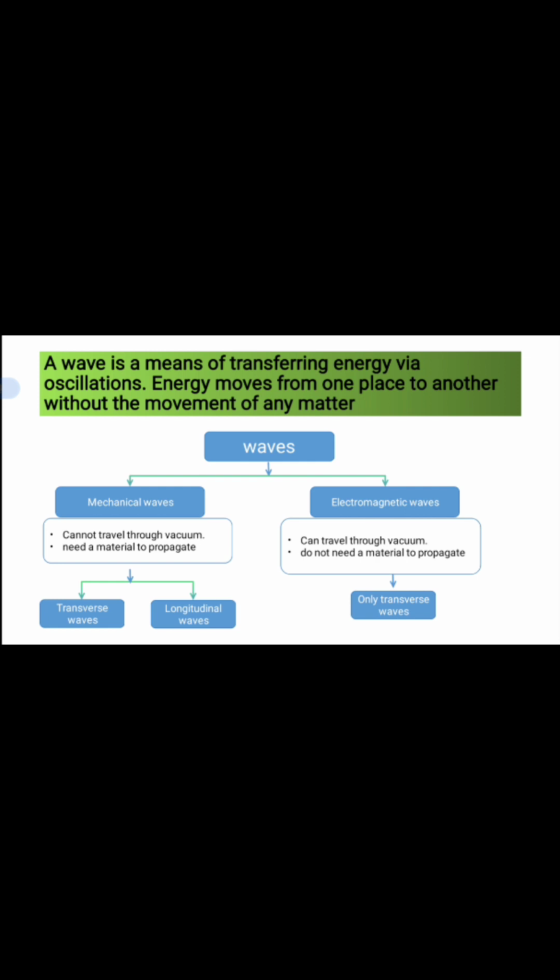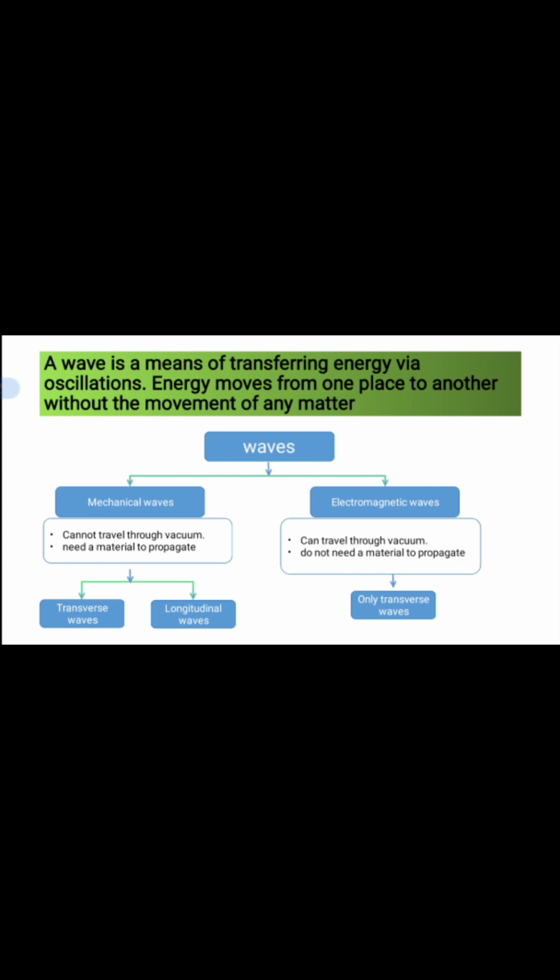A wave is a means of transferring energy via oscillations. We have oscillations, up and down, vibrations. Due to those vibrations we are transferring the energy. So if a loudspeaker is playing, that sound energy is transferred from the loudspeaker to our ears. How is the energy transferred from that place to another place? The energy is transferred by some vibration of the air particles. That is called the oscillations. That way of transferring energy is what we call waves.